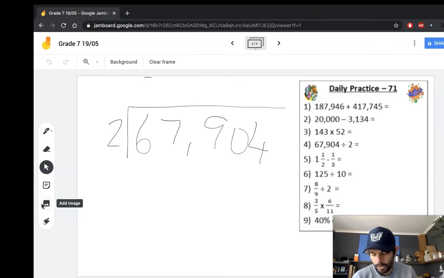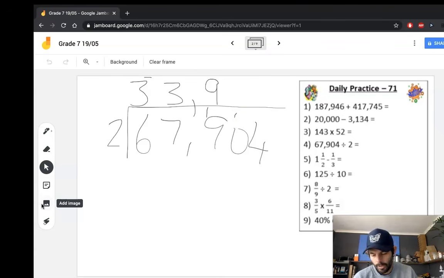So 2 goes into 6 3 times. 2 goes into 7 3 times. There's a remainder of 1. Remember, the comma goes in line with the comma in the dividend. 2 goes into 19 9 times. 9 times 2 is 18, so it leaves me with the remainder of 1.